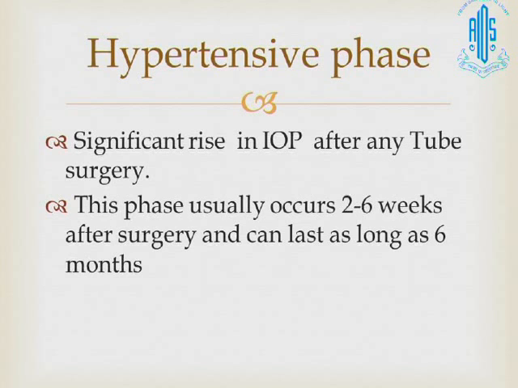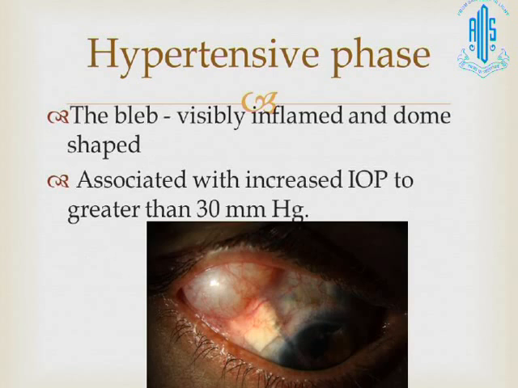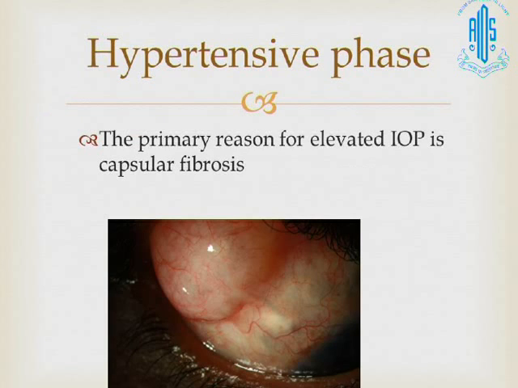So what we need here is a cool mind. Usually the bleb is visibly inflamed and dome shaped as shown here, and associated with increase in intraocular pressure. It could be greater than even 30 sometimes. So what is the reason why there is a hypertensive phase?